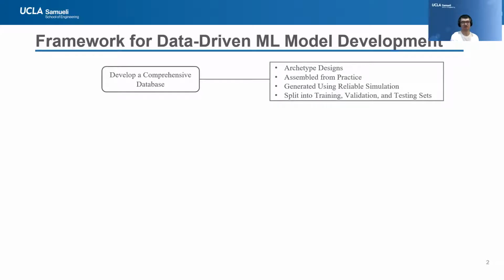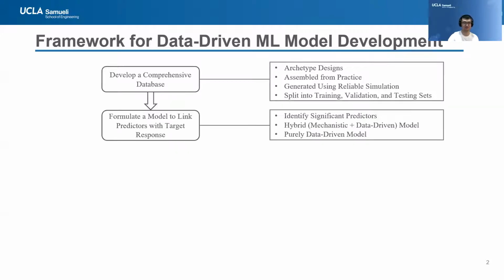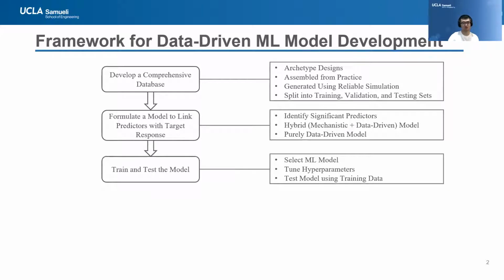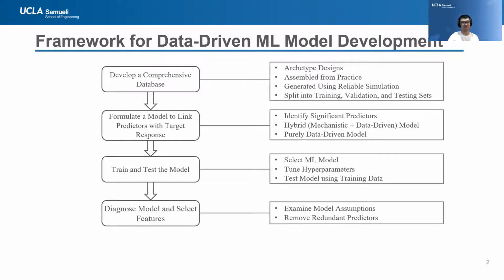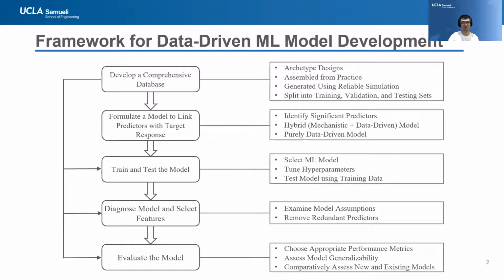To start with, the archetype concept is used to develop a comprehensive database that includes sufficient buildings and their response. The second step is to formulate a model that links the predictors with the target response. Afterwards, a portion of the dataset assembled from the very beginning is used to train and validate the developed models. The next step is to diagnose the model and remove the less important features. The last step is to evaluate the generalizability of the model.